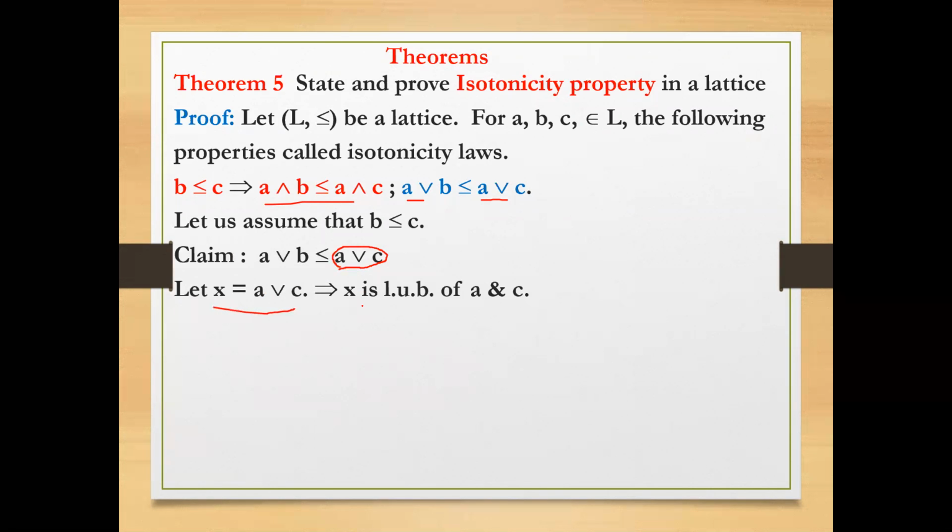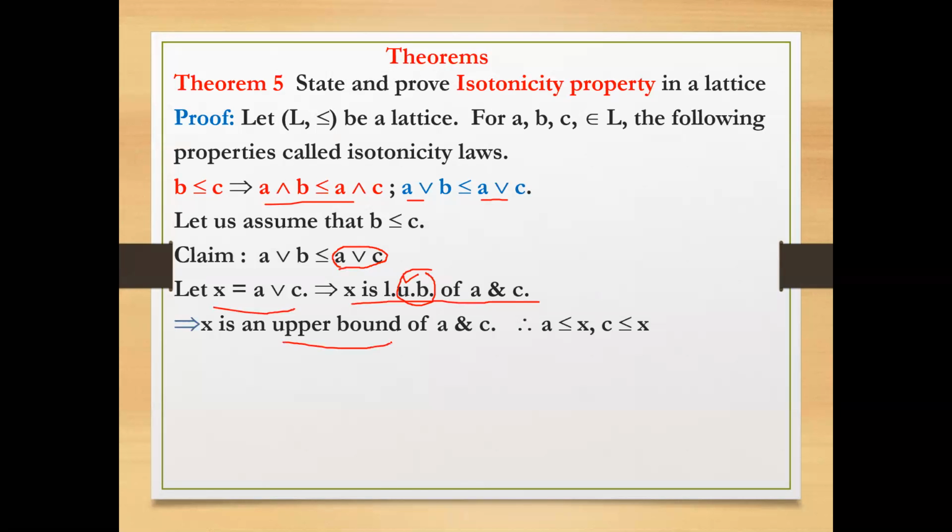So if A join C is X, you can say X is the least upper bound of A and C. If X is the least upper bound, firstly it is an upper bound. So take only the upper bound condition: X is an upper bound of A and C. So you can say A is less than or equal to X and C is less than or equal to X. So, for the upper bound condition.